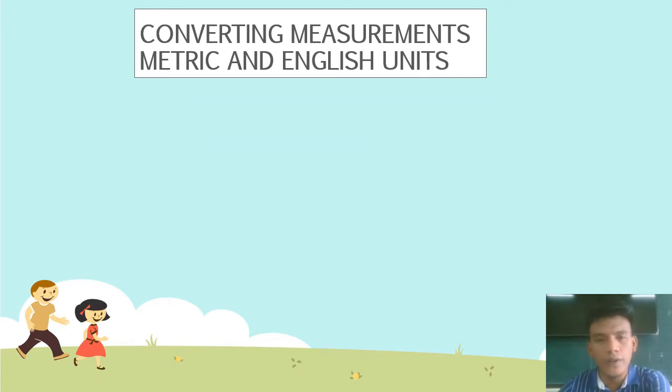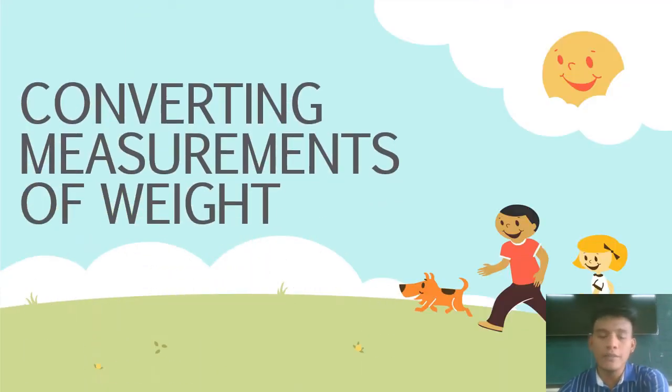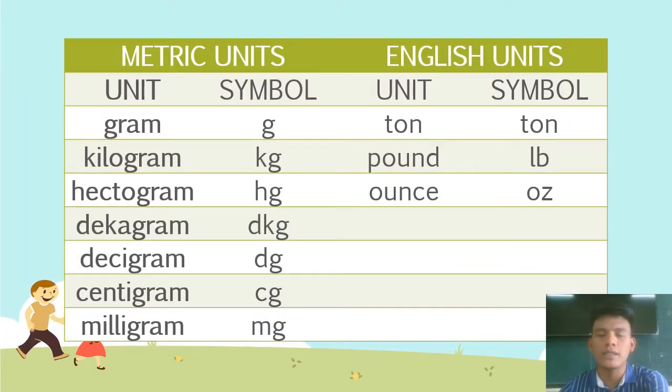Let's go on to converting measurements of metric and English units. So we already discussed the length. Now let's go on to converting measurements of weight. Metric units: gram, kilogram, hectogram, decagram, decigram, centigram, milligram. Just look at the symbol of the metric units.